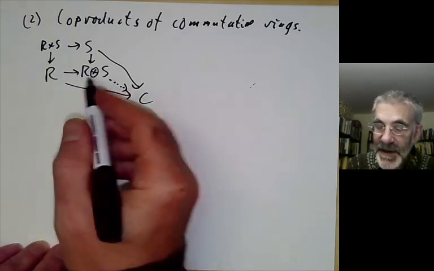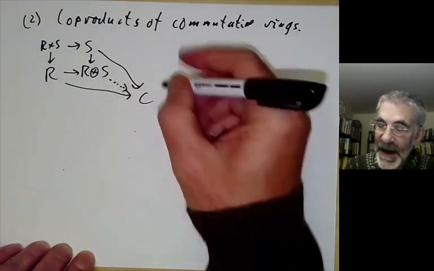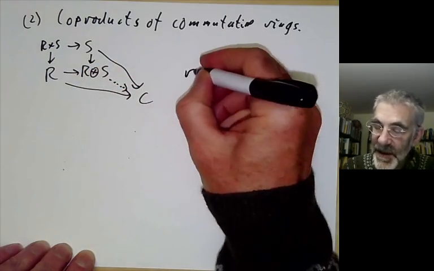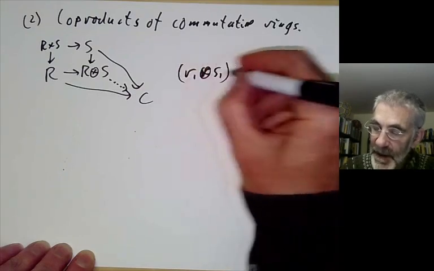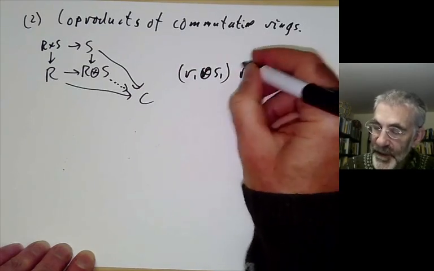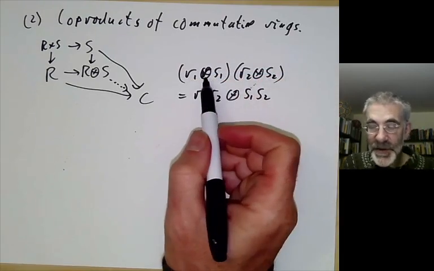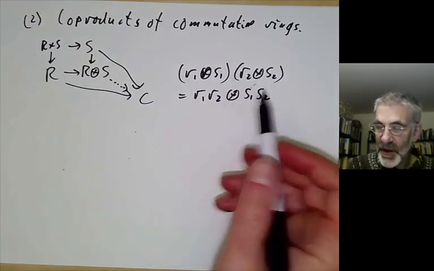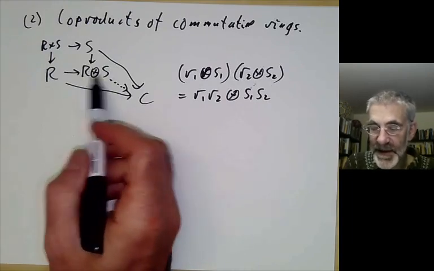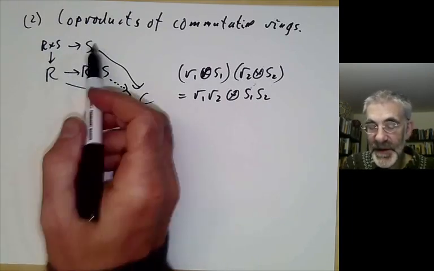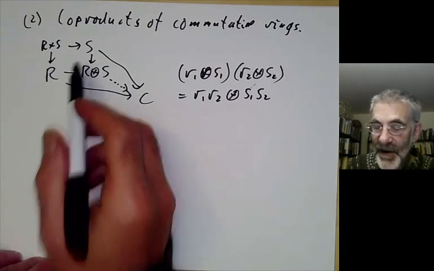So we take the tensor product of R and S, considering them as abelian groups, and we define a product on this just by saying R1 tensor S1 times R2 tensor S2 is equal to R1 R2 tensor S1 S2. And then you can check this map is well defined using the universal property of tensor products, and you can then easily check that this is a coproduct of these two rings.